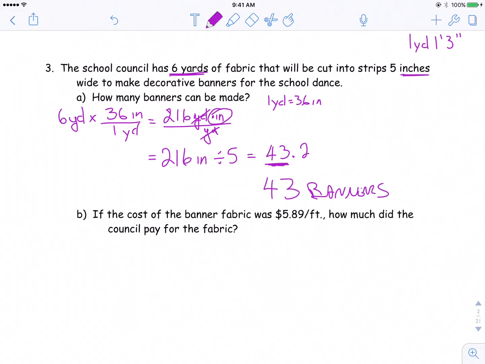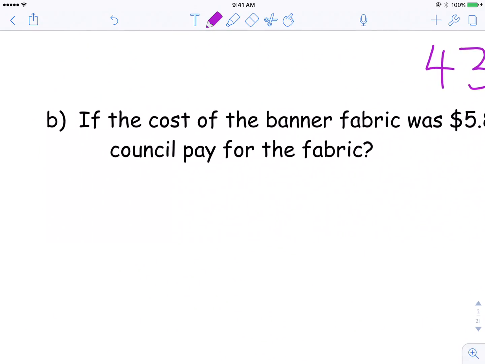Question B, if the cost of the banner fabric was $5.89 per foot, how much did the council pay for the fabric? Well, now I don't want that 6 yards converted to inches because I'm paying by foot, so I need to know how many feet that would be. 6 yards. Oops, not gallons, 6 yards.